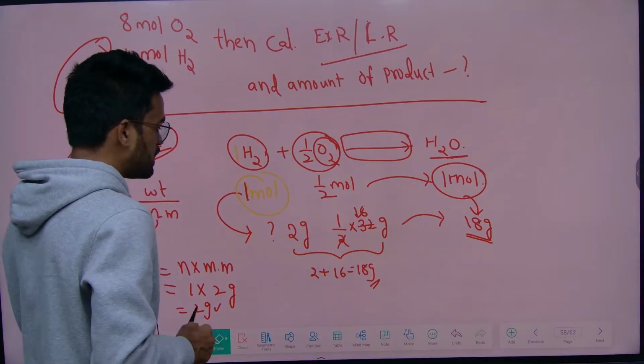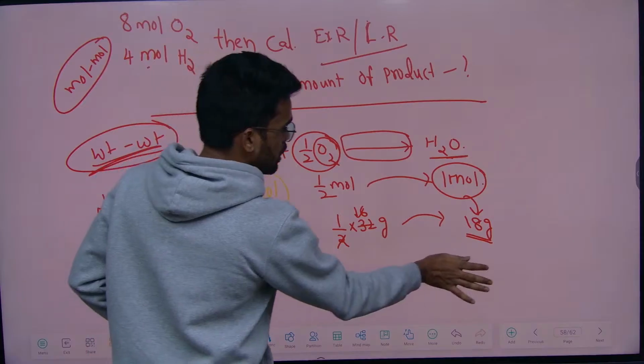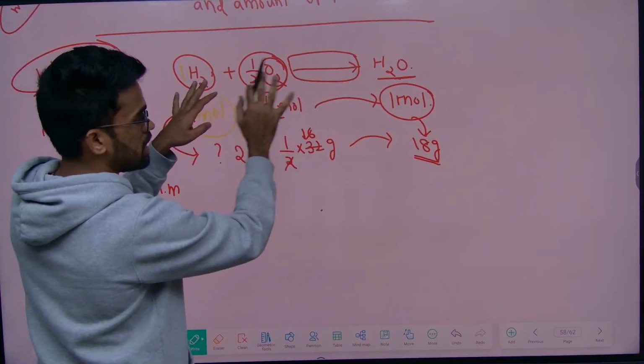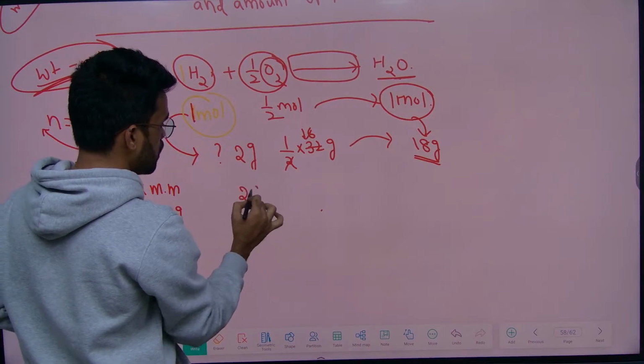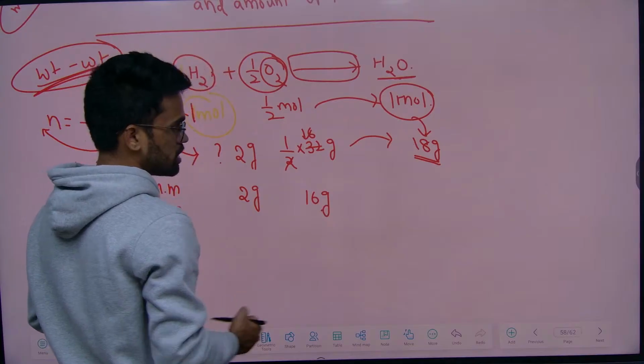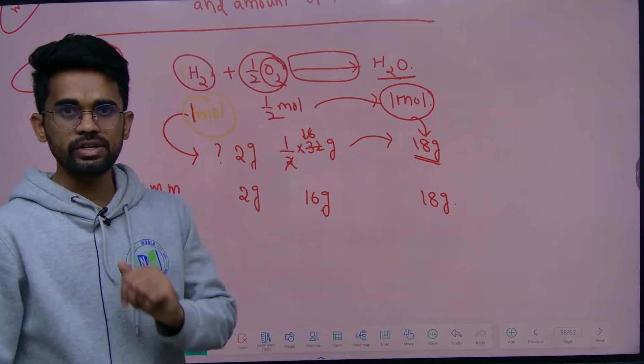Okay, so now what I am going to explain here, not just this thing. See, as per the balanced equation, how many grams of hydrogen are required? 2 grams. How many grams of oxygen are required? 16 grams. How many grams of product formed? 18 grams. Now listen to my question.